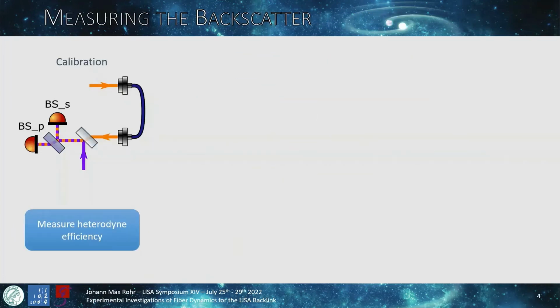To measure these dynamics, we use a heterodyne interferometer, and the measurements are performed in two steps. First, we perform a calibration measurement to obtain the heterodyne efficiency of the primary interferometer. This is done by interfering the local oscillator, shown in violet, with a beam coming from the fiber, shown in orange, and this is necessary to reconstruct the backscattered power.